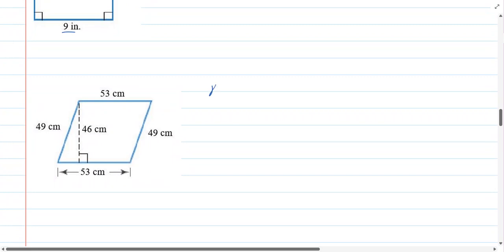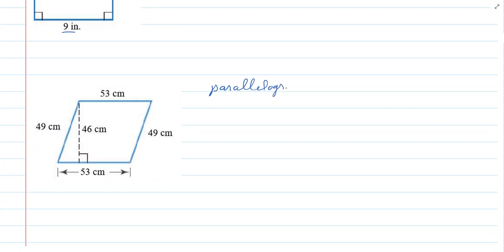This is a parallelogram. And it means that we have area, the formula, is the base times the height. Now the height is where the square is against the base. And the base is always the bottom value.